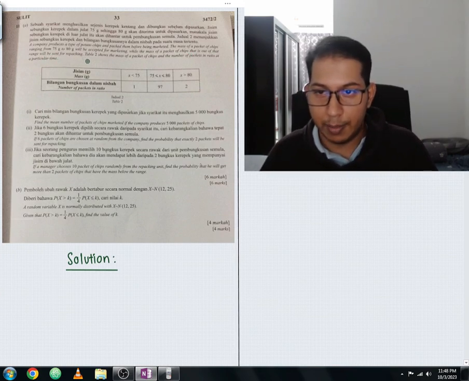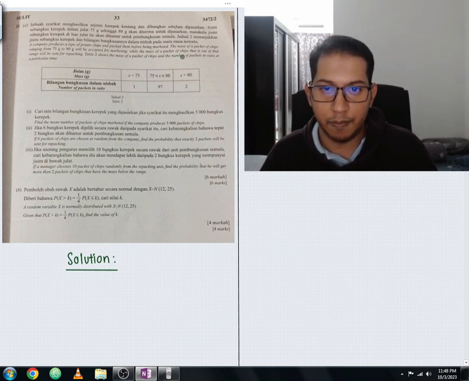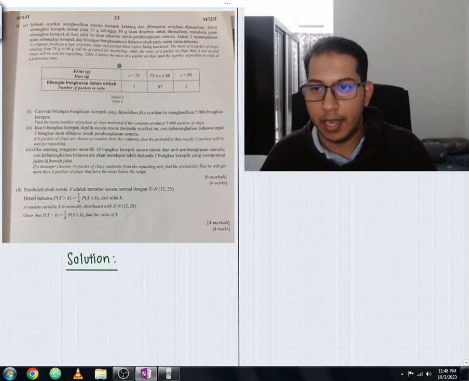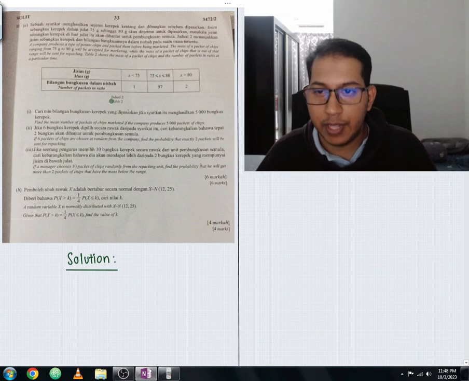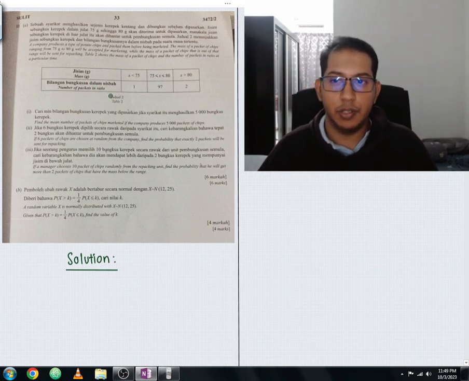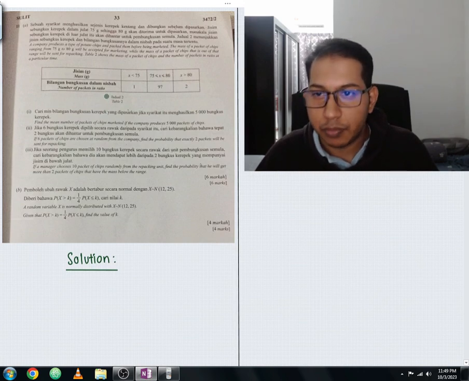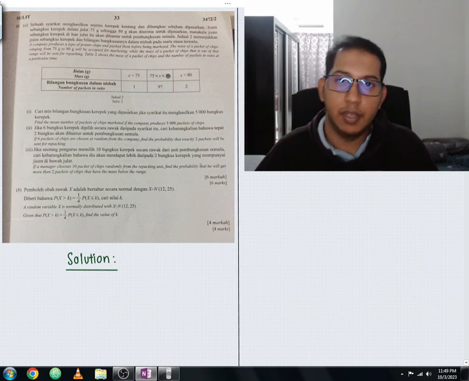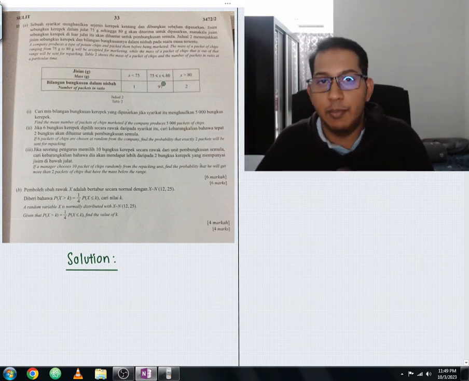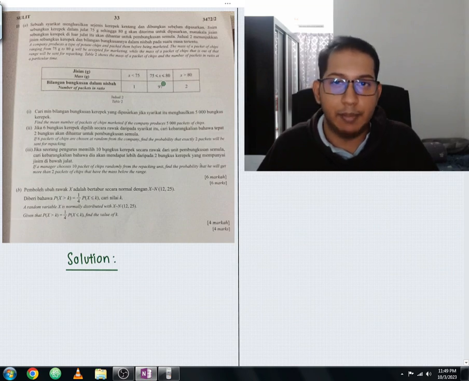Table 2 shows the mass of a packet of chips and the number of packets in ratio at a particular time. Okay, so in the table 2 they already give the mass and the number of packets in ratio. So from here we know that the mass of a packet of chips that range within 75 to 80 gram will be accepted. Anything more or less will not be accepted, where they will be sent for repacking.